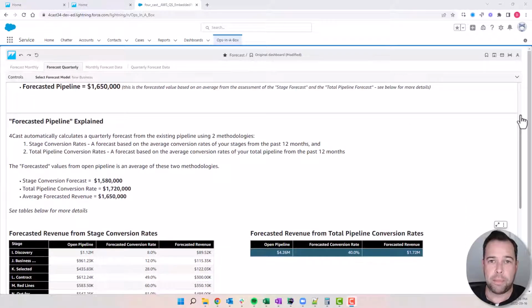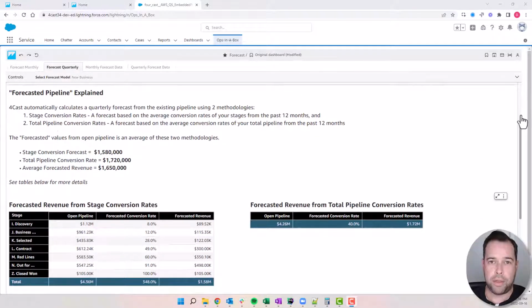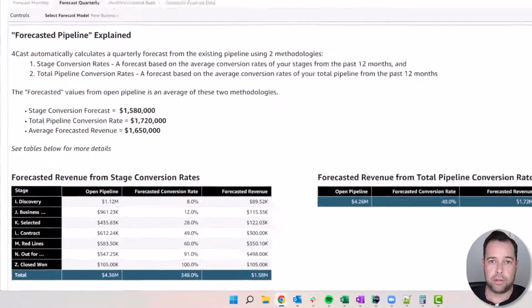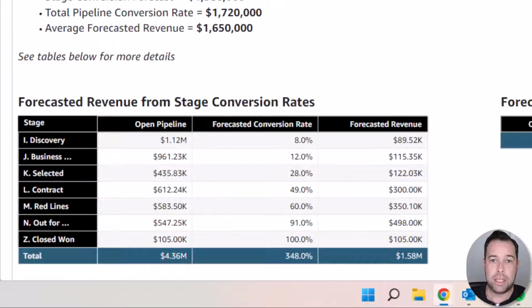Now we're going to break that number down even further. The forecasted pipeline uses two separate methodologies to predict what you're going to close from your open pipeline. The first methodology is using stage conversion rates. We can see the details of this in the table below. What this is actually calculating is it's looking at, in this example, the 10th day, looking at the last 3, 4, 5 quarters, however you have configured the system, and it's looking at what the average conversion rate for each stage was at the 10th day.